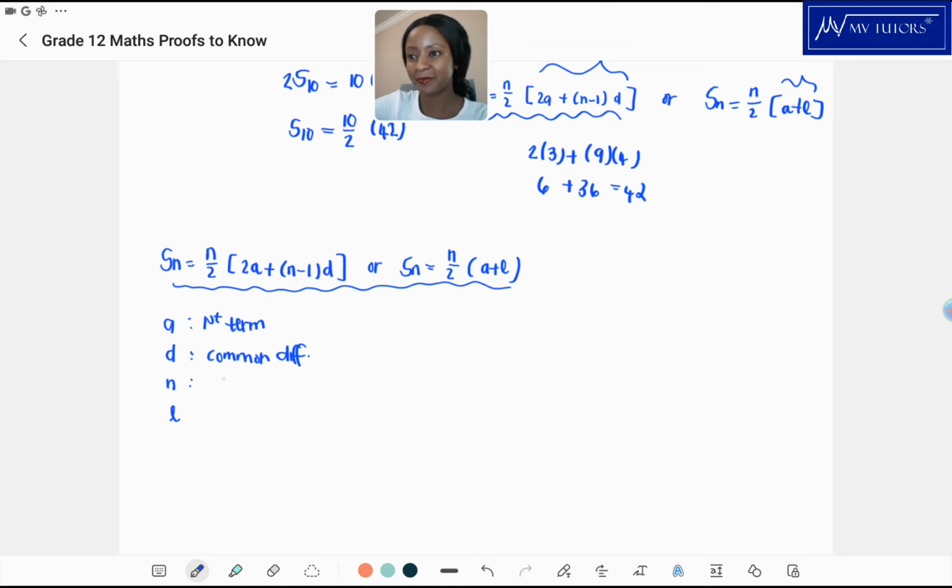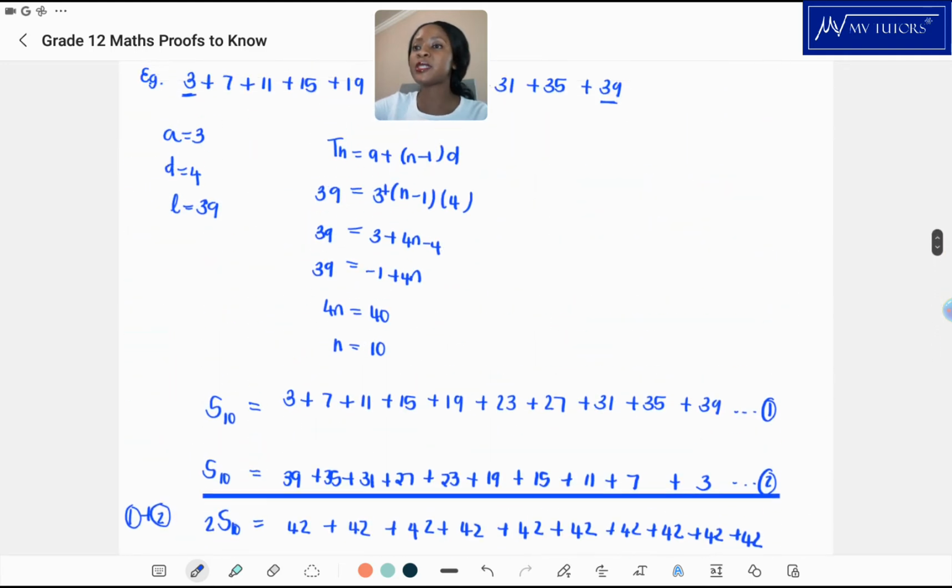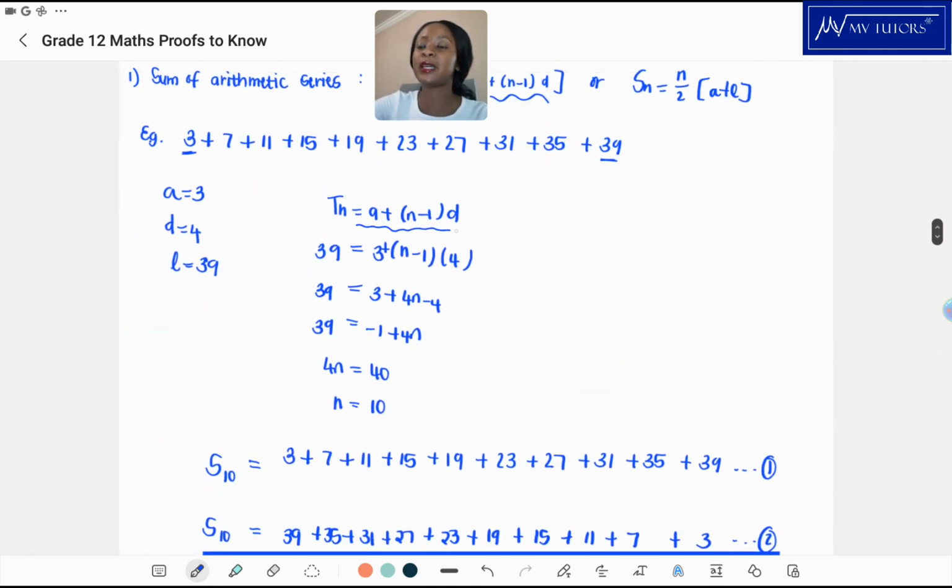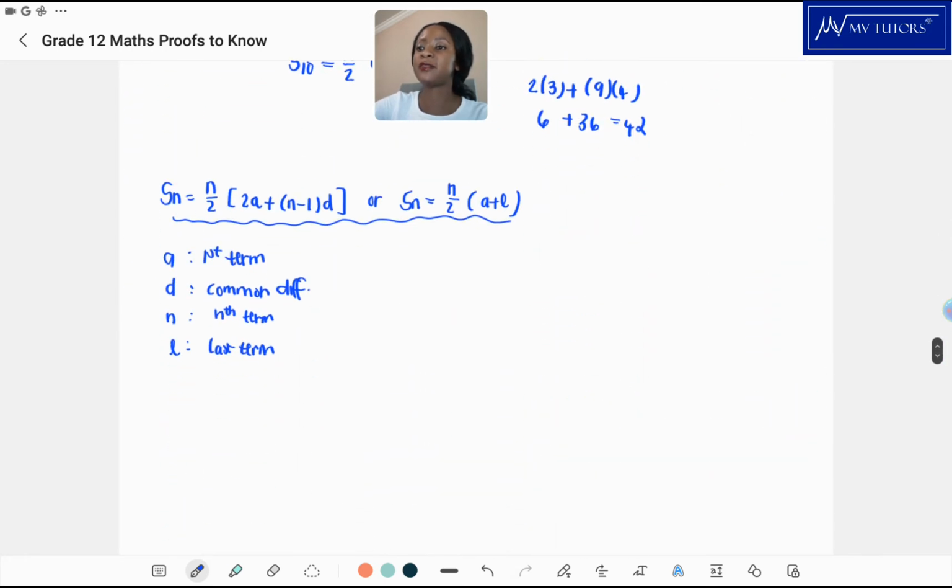And l represents the last term. We show that we actually get the last term by using the term formula. So we can definitely get the last term by using the term formula. Okay, so let us begin.